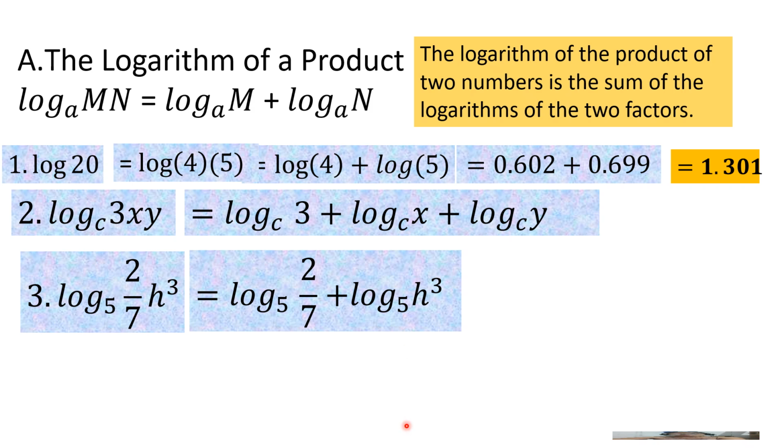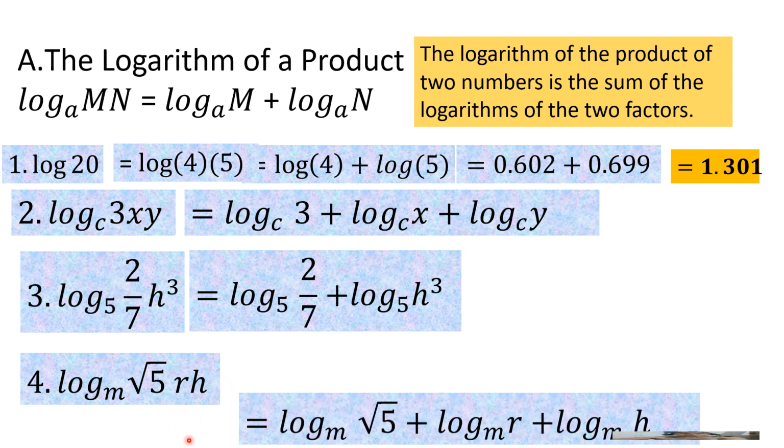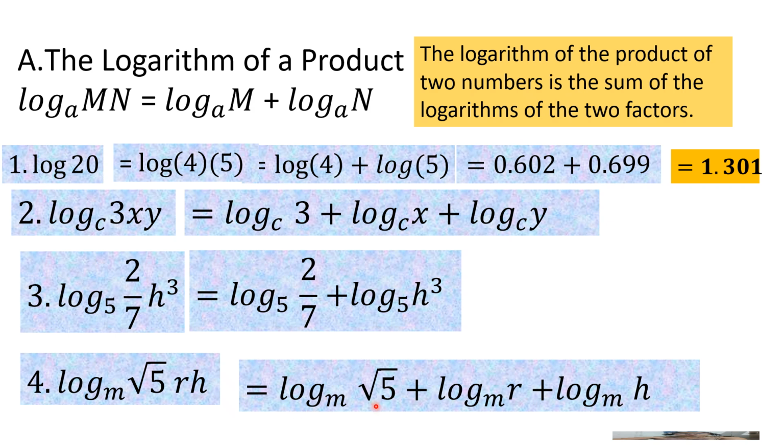Okay, so the last example for the law, we have log of square root of 5 r h to the base m. Again, we have three factors. Square root of 5 is one factor, r is one factor, and h is another factor. So there are three factors all in all. In other words, we will be adding the logarithm of these three factors. Therefore, this will be log of square root of 5 to the base m plus the log of r to the base m plus the log of h to the base m.